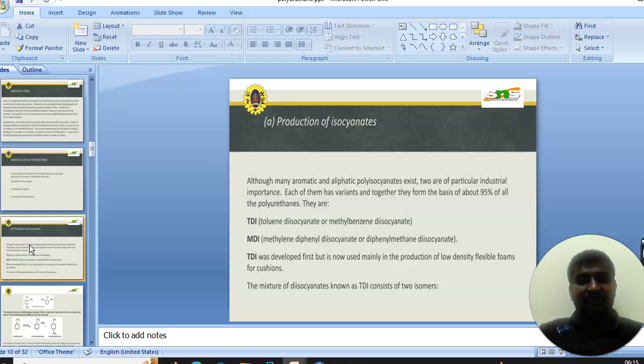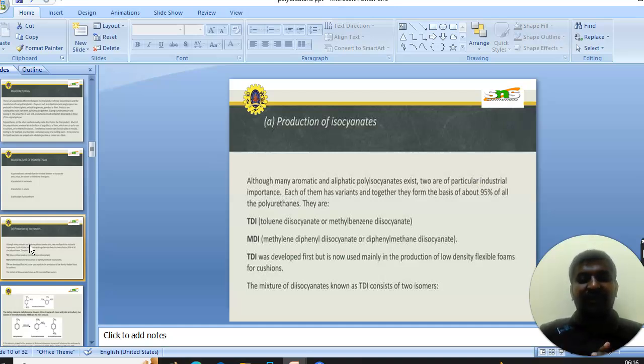First, we will see the production of isocyanates. Although many aromatic and aliphatic polyisocyanates exist, two are of particular industrial importance. Each of them has variants, and together they form the basis of about 90% of polyurethane. They are TDI, which is toluene diisocyanate or methyl benzene diisocyanate. Next is MDI, methylene diphenyl diisocyanate or diphenyl methylene diisocyanate. TDI was developed first, but is now used mainly in the production of low density flexible foams for cushions.